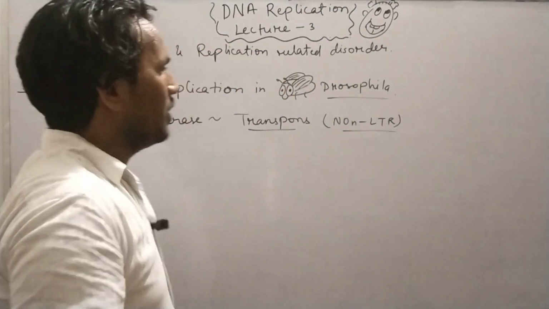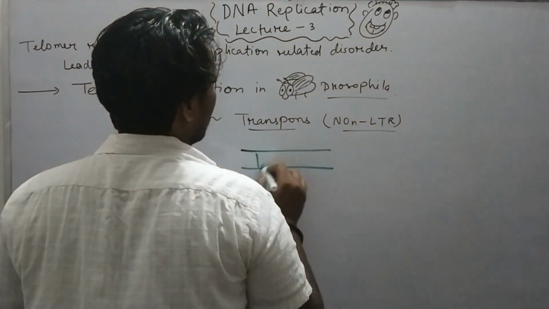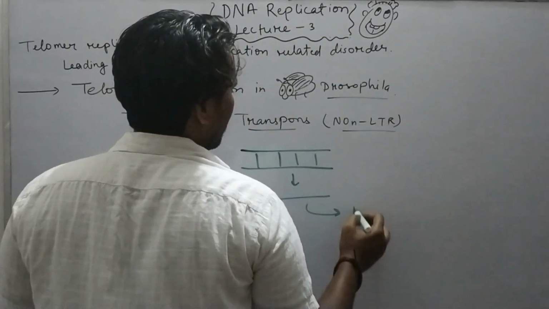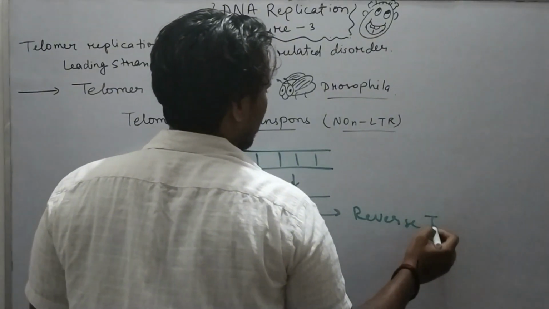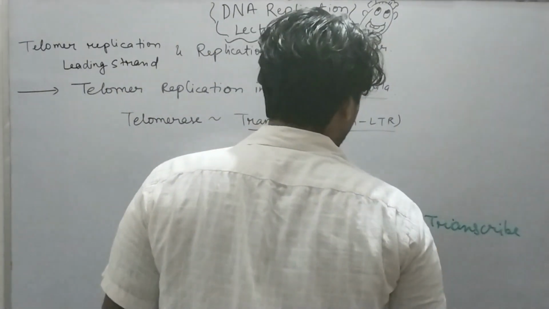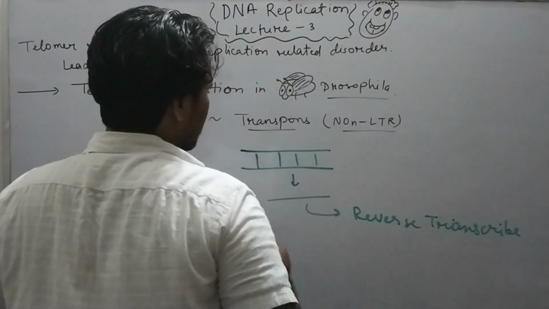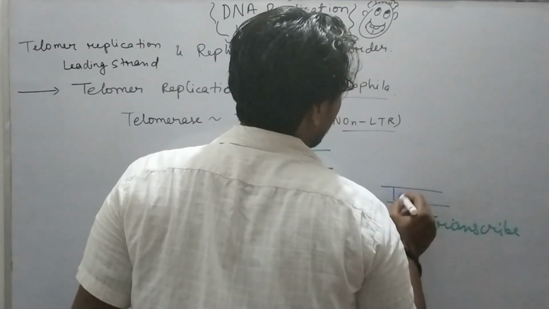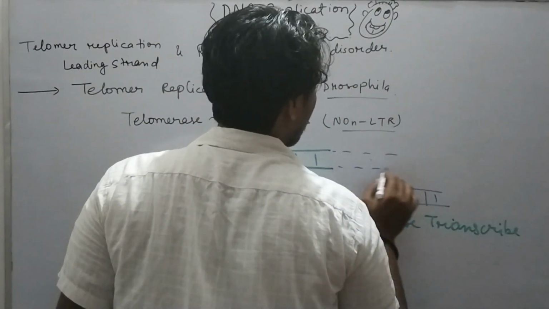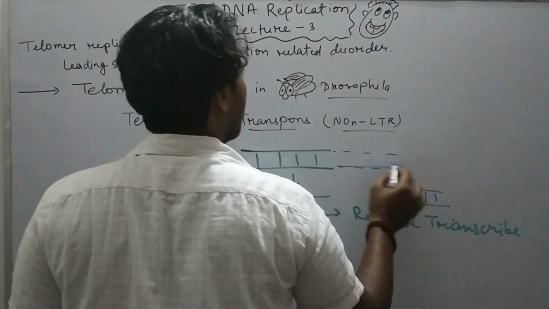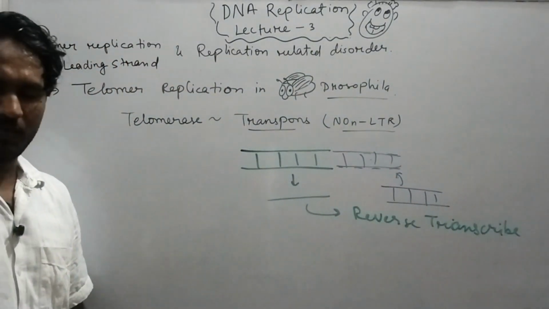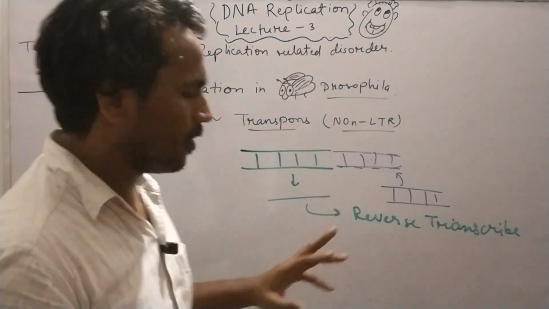In a transposon, this is a DNA, and this DNA will make an RNA, and this RNA will be again reverse transcribed and form a new DNA, and this DNA will be inserted again at this side and extend the DNA length. So this is how DNA transposition happens. This is the basic idea. Some proteins are also involved, which we are not going to talk about.